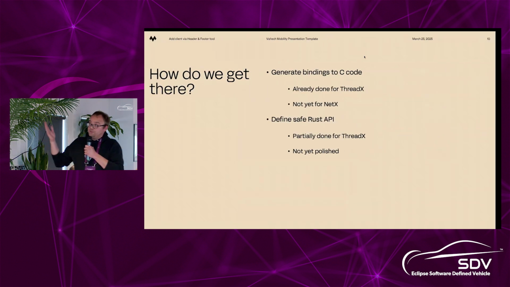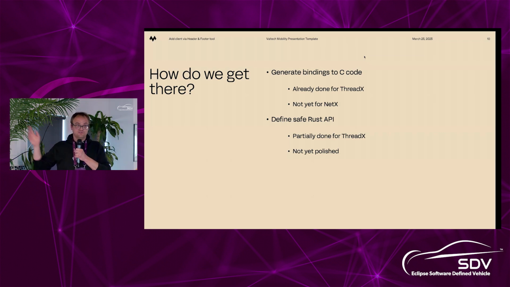So when you set out on this journey, you always need to start with generating bindings to the C code. Rust has this nice bindgen tool where you just throw in the header files of the C code, or actually it's a little bit more complicated, but then you get Rust types and Rust definitions that you can call.